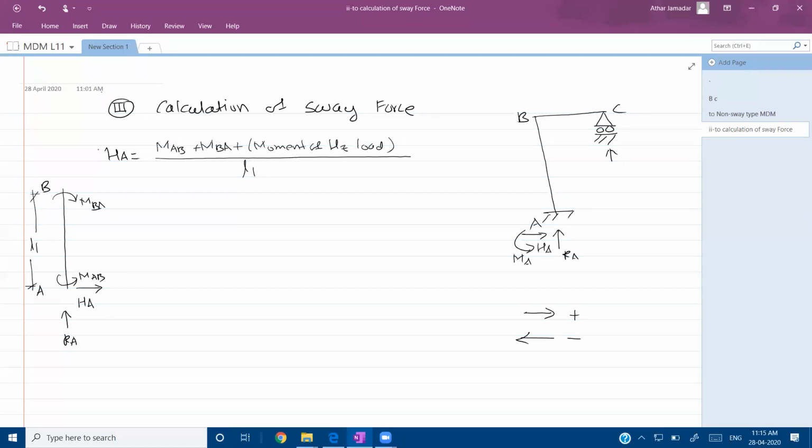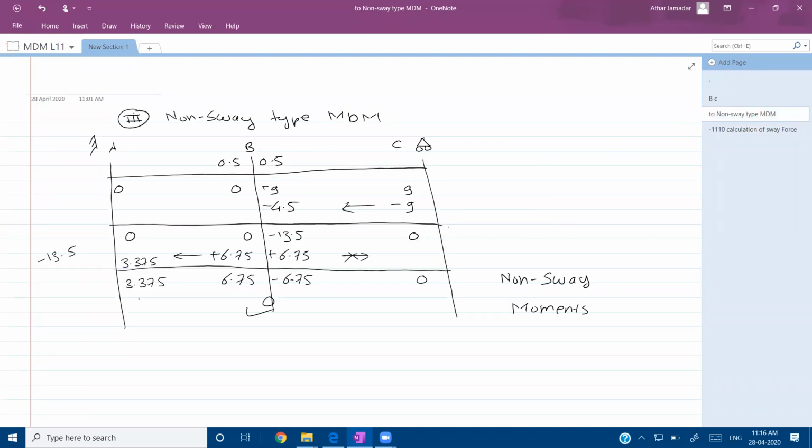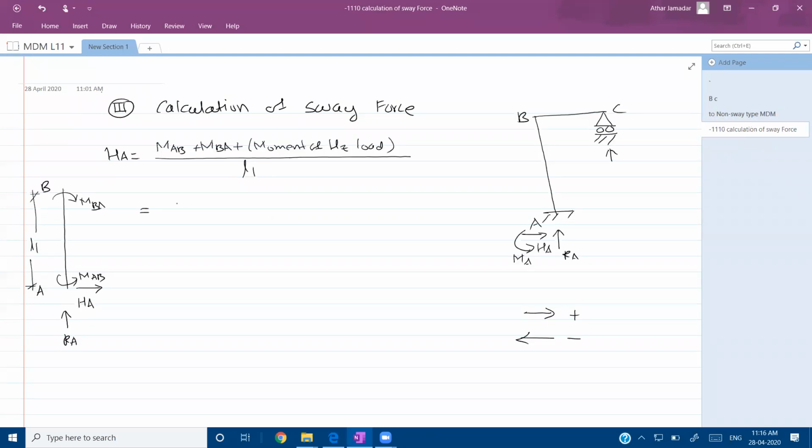Just remember, for calculation of horizontal reaction, this formula is used: first, the summation of moments acting on that column plus the moment of horizontal load about the top point, divided by the height of the column. Here we have calculated MAB and MBA previously. Here MAB is 3.375, MBA is 6.75. So 3.375 plus 6.75. Now there is no horizontal load acting on this portal frame, so the moment of horizontal load is going to be 0.